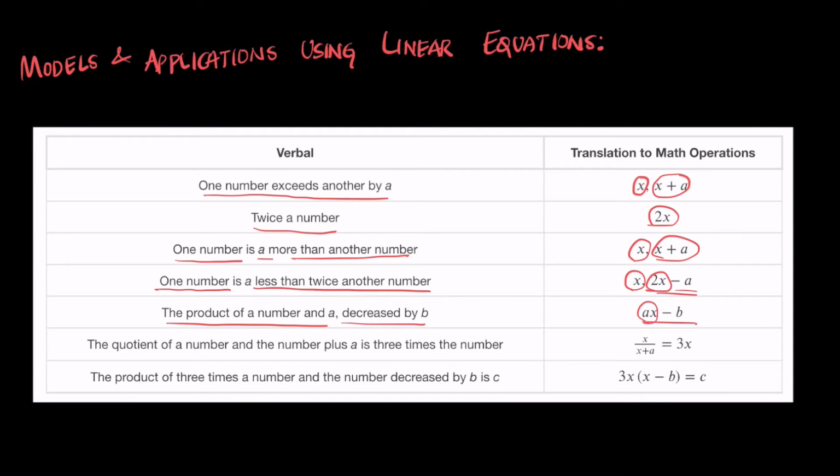Remember that what we do not know is becoming x, everything else is a constant. Next, the quotient of a number and the number plus a is 3 times the number, so that is x by x plus a is 3x. The product of 3 times a number and the number decreased by b is c. So this is how you can model and translate verbal instructions into mathematical operations.